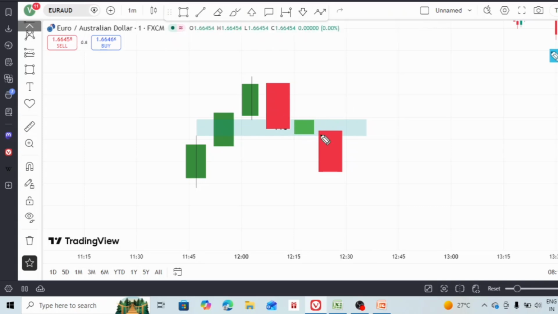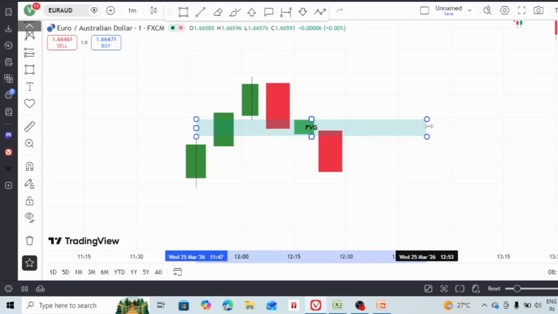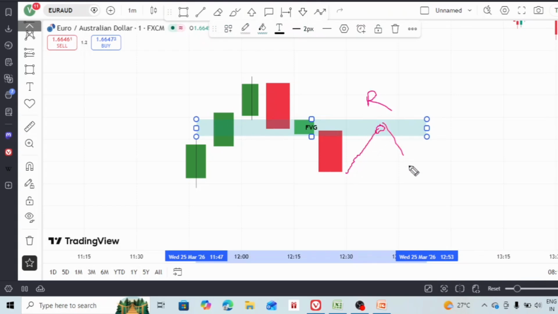Meaning if the market later comes and gets a rejection, this area can act as the resistance, and the market can move down from this inverse fair value gap. But this is not a good inverse fair value gap. In order to get a good inverse fair value gap, there must be another fair value gap created.